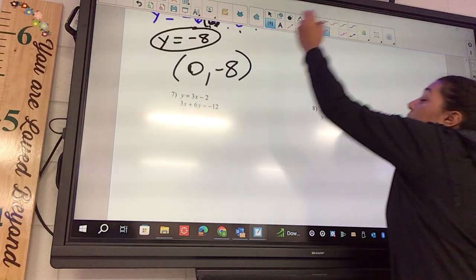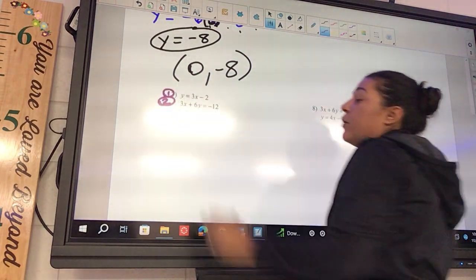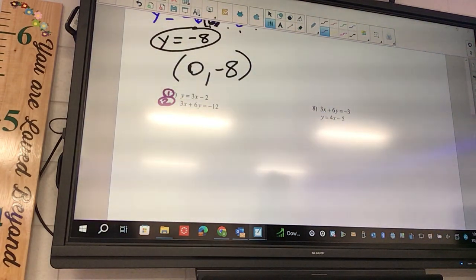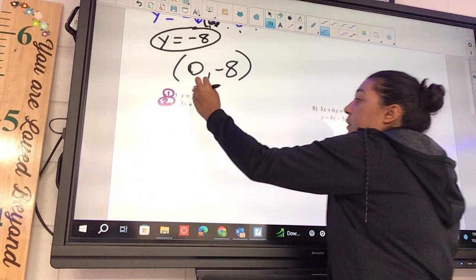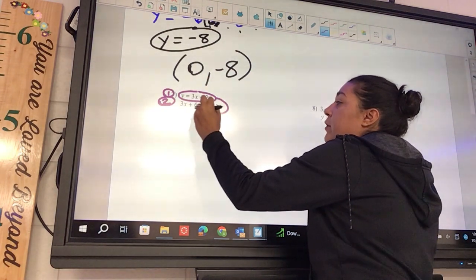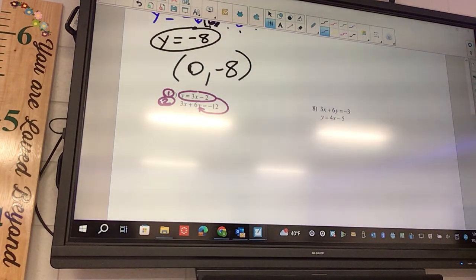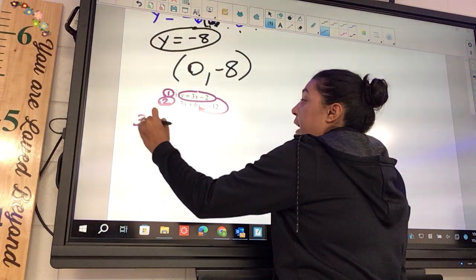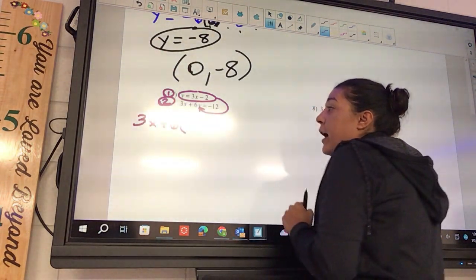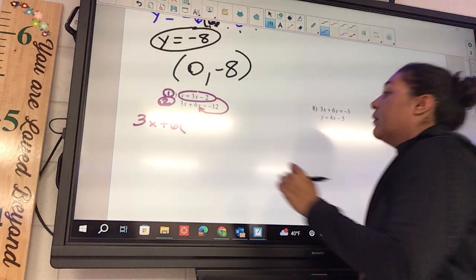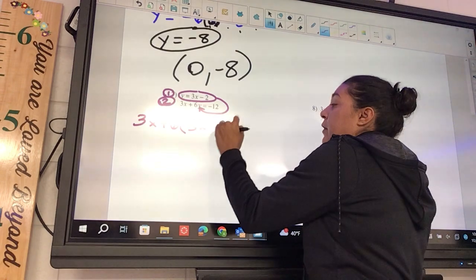Okay, number 7. I got equation 1, equation 2. Which one am I circling? Equation 1. Okay, so we're going to circle this one, and I'm going to draw an arrow down to the y on the other one. You know you're going to use substitution when one equation says y equals and the other one does not. Elimination is when neither of them say y equals. So this is going to look like 3x plus 6, and instead of y, what am I writing? 3x minus 2 equals negative 12.